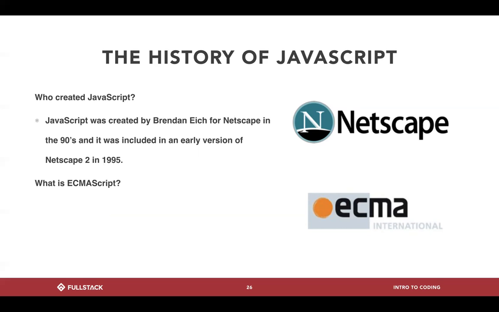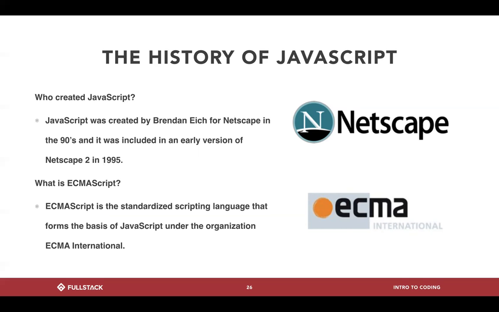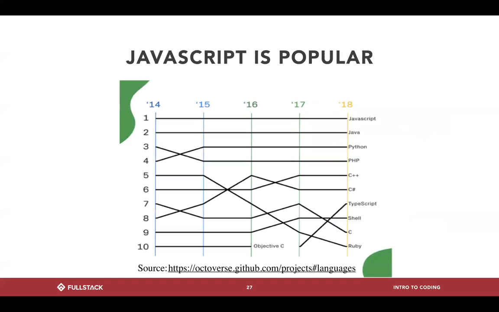What is ECMAScript? Maybe you've heard of ECMAScript before. ECMAScript is the standardized scripting language that forms the basis of JavaScript under the organization ECMA International. So that's a fancy way of saying that there's this group that says this is what JavaScript should look like and should include, and everybody's like, okay, cool, that's the standard for JavaScript. JavaScript's really popular. As you can see on this chart here, of a bunch of programming languages, JavaScript has stayed at the top for the past 4, 5, 6 years.